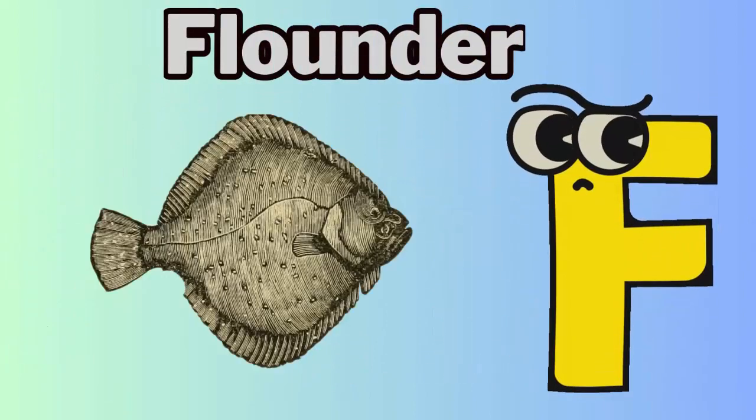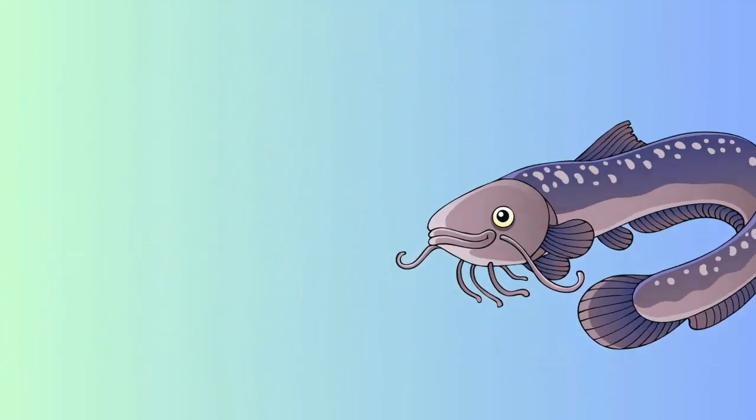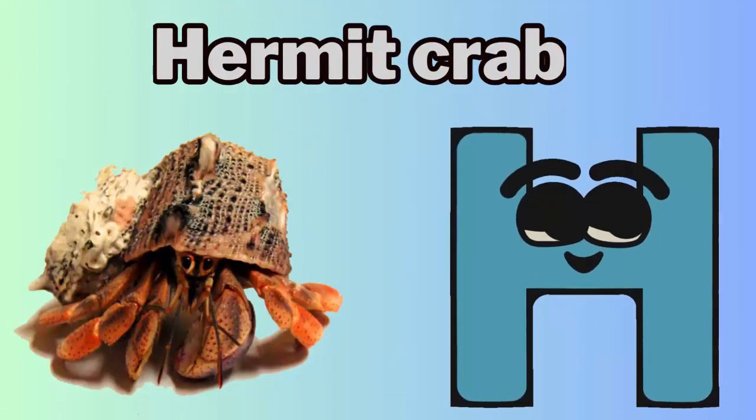E. E for elephant seal. F. F for flounder. G. G for garden eel. H. H for hermit crab.